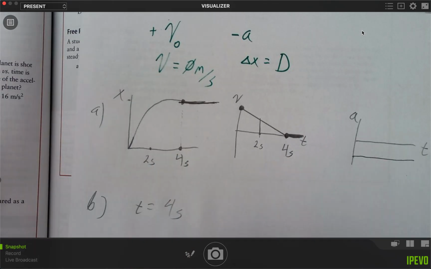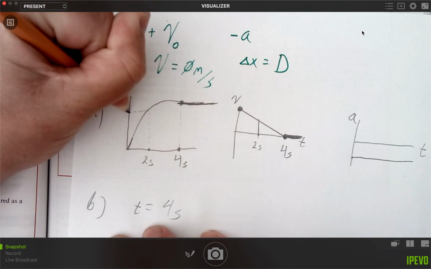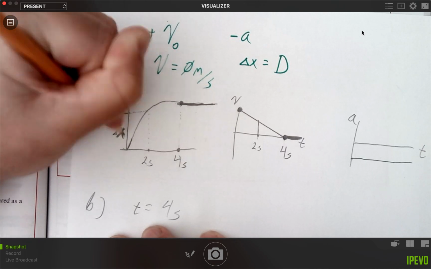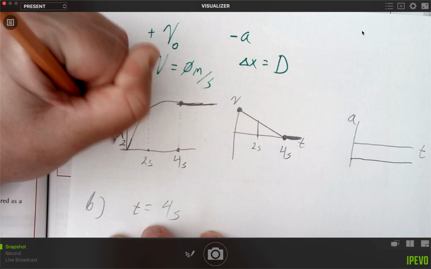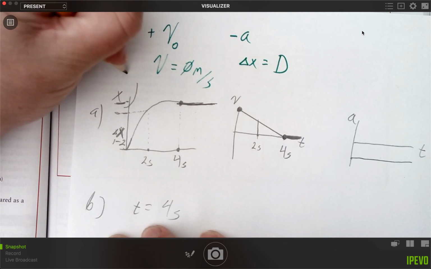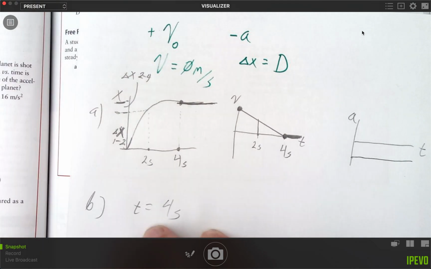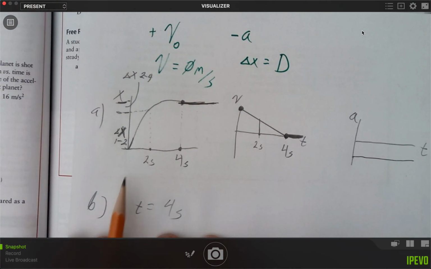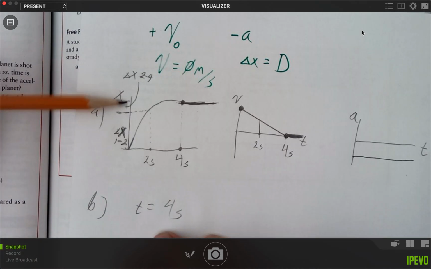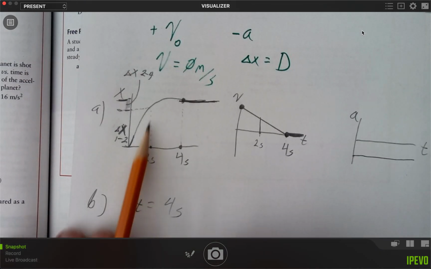Just based on our graphs, if I bring this up to here and bring it over to here, this is the distance in the first 2 seconds. This part is that change in the distance between 2 and 4. It's not even close. This is way bigger than this second one over here. Now, you can use that. You can say, well, based on my graph, I can say that.